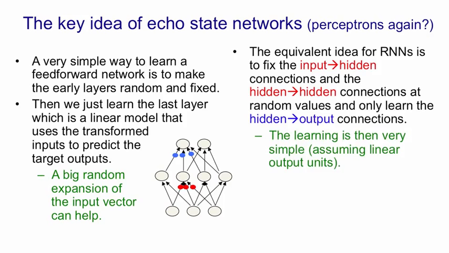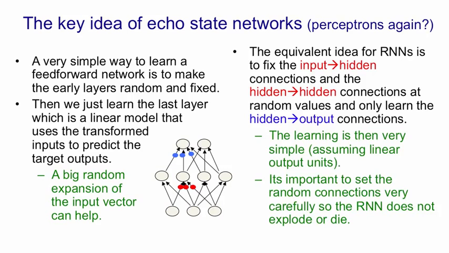The learning is then very simple if you use linear output units, and it can be done extremely fast. This approach is only ever going to work if you set the random connections very carefully so that the recurrent neural network doesn't die out with no activity and doesn't explode.